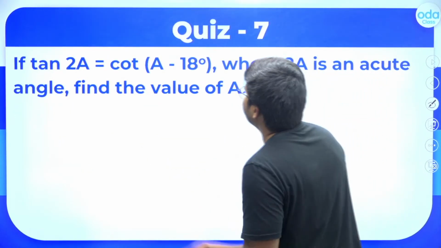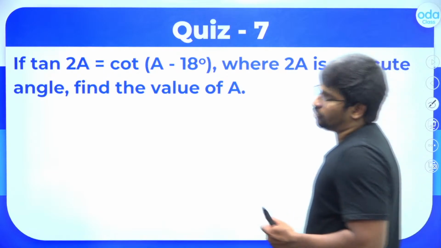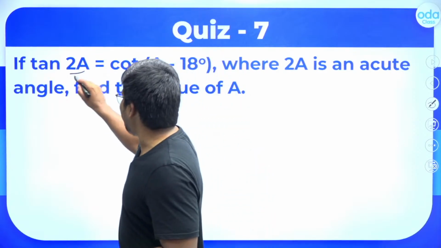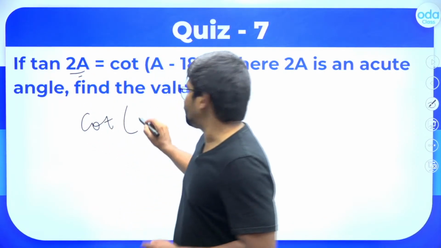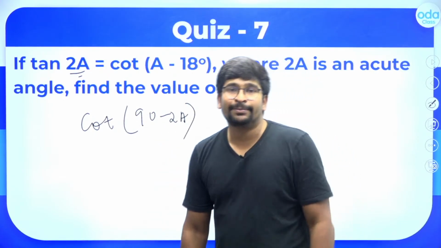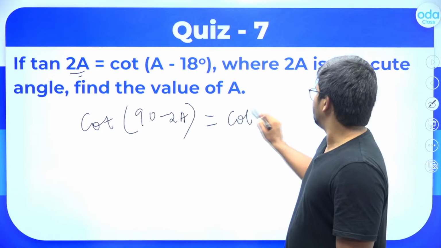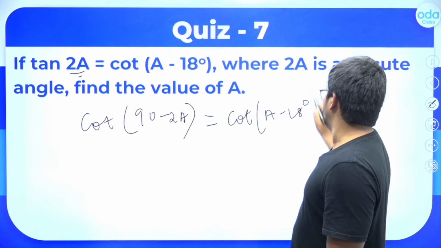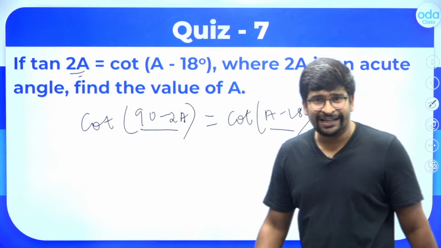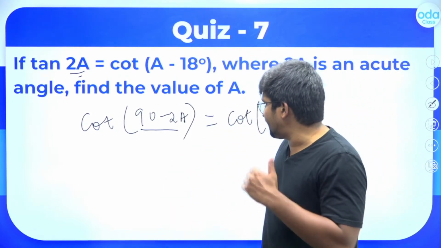If tan 2a is equal to cot of a minus 18 degree, where 2a is an acute angle, then find the value of a. Very interesting question. Let's do. You know that tan 2a can be written as cot of 90 minus 2a. Can I write it like this? Tan 2a can be written as cot of 90 minus 2a. This is equal to cot of a minus 18 degree. This is what you have, right? Cot of an angle is equal to cot of an angle. Correct? This is what you have currently. So, can I equate the angles? Yes, definitely. Since it's acute angles, it's already given as acute angles.